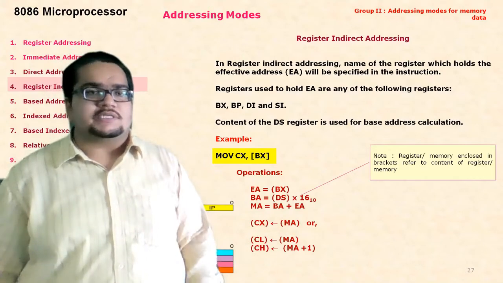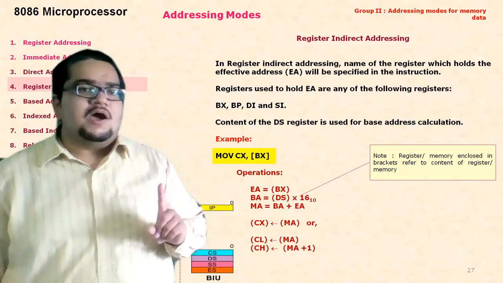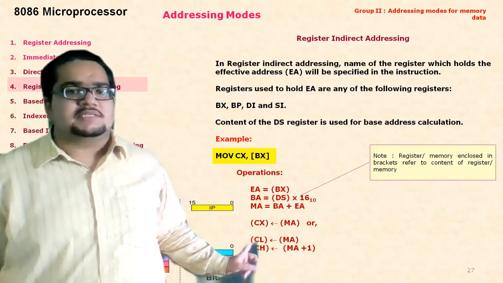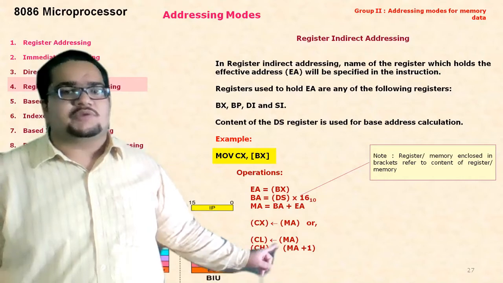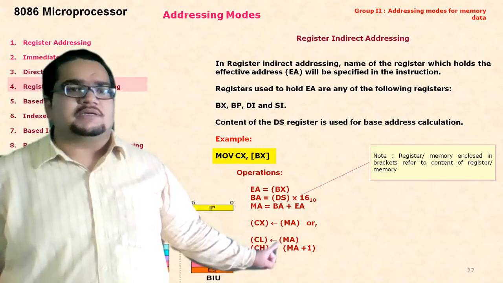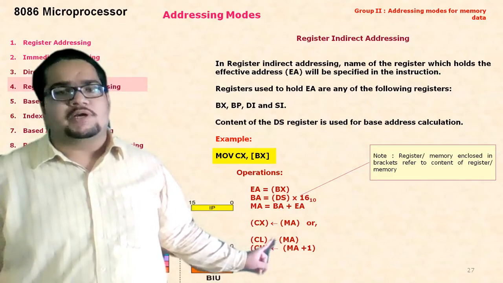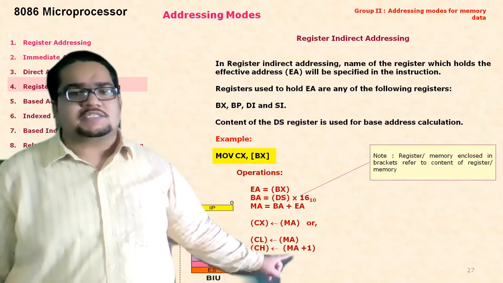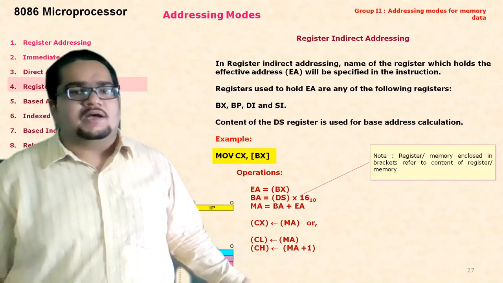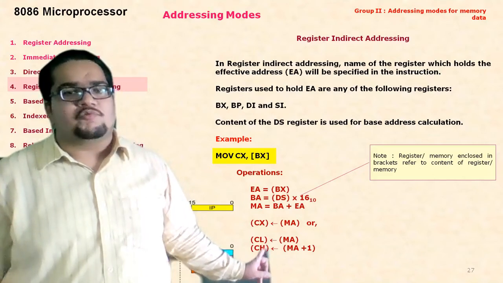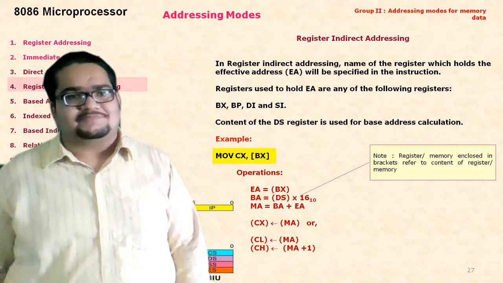Obviously, in the memory locations, each memory location contains only 1 byte of data, whereas the destination here is 2 bytes. So what happens here is, you can see the memory address data, that is 1 byte, will be moved into the CL register, and the next memory address, the subsequent memory address, that is memory address plus 1, from there the 1 byte of data will be moved into the CH register.